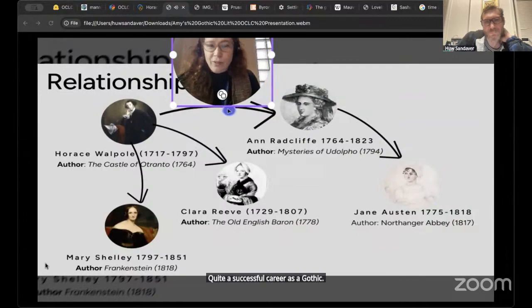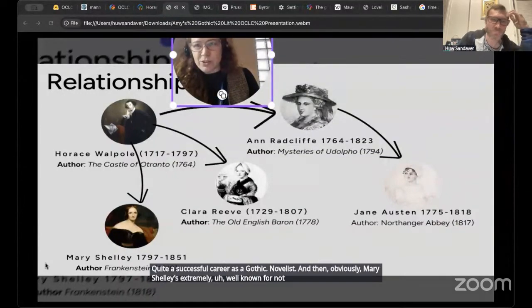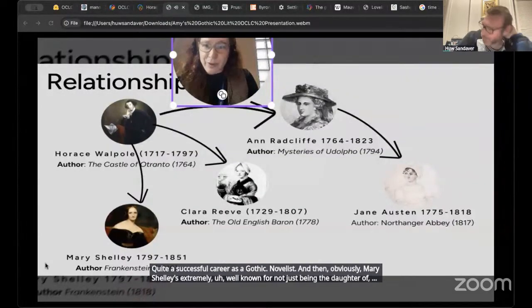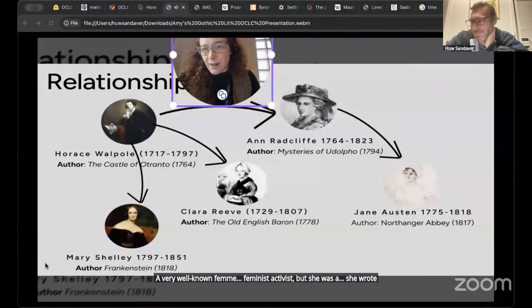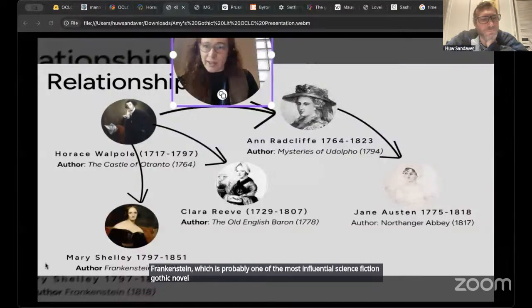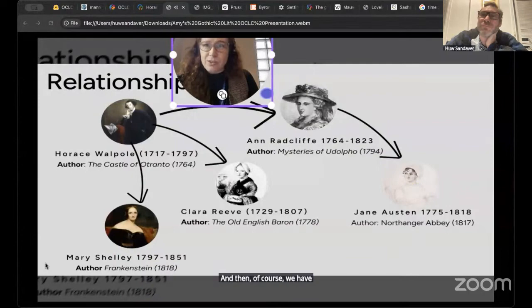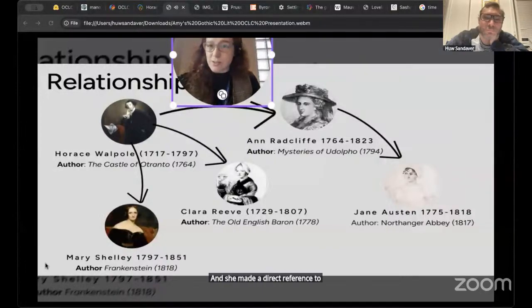And then obviously Mary Shelley's extremely well known for not just being the daughter of a very well-known feminist activist, but she wrote Frankenstein, which is probably one of the most influential science fiction Gothic novels of all time, and has inspired so many more. And then, of course, we have Jane Austen, who's one of the greatest English novelists ever, I would have to say, and she made a direct reference to Mysteries of Udolpho in Northanger Abbey.